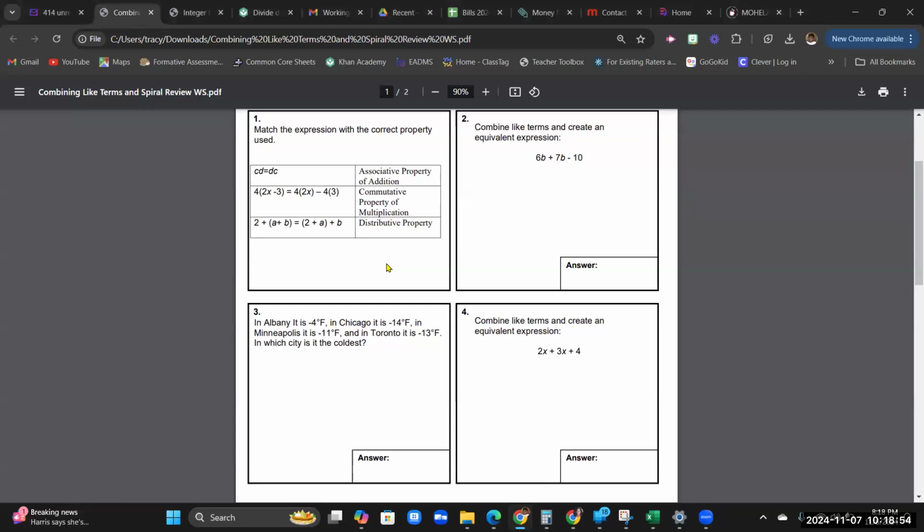All right, let's see. Combining like terms.